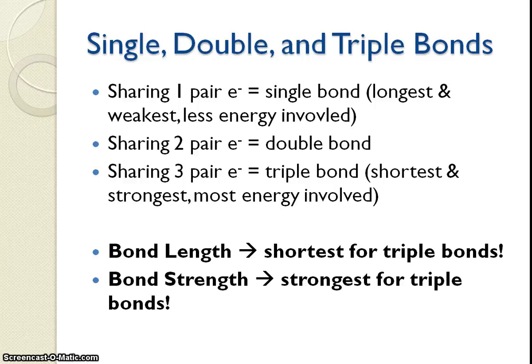And the way I think about it is just if you have two things held together by a rubber band, if you put one rubber band, it's going to be kind of long and not very strong. But if you add a second rubber band, it would pull them together even more, so they get shorter and stronger. And if you add a third rubber band, it would get even shorter and stronger. So that's how I remember it.